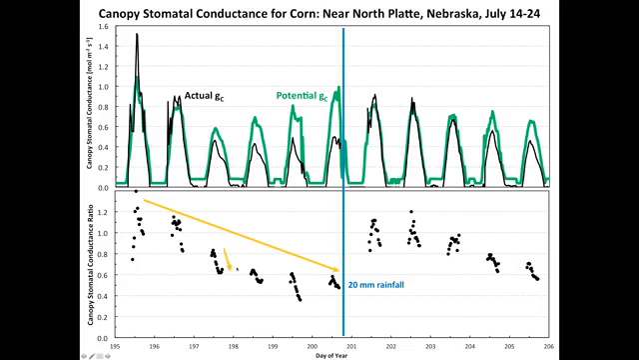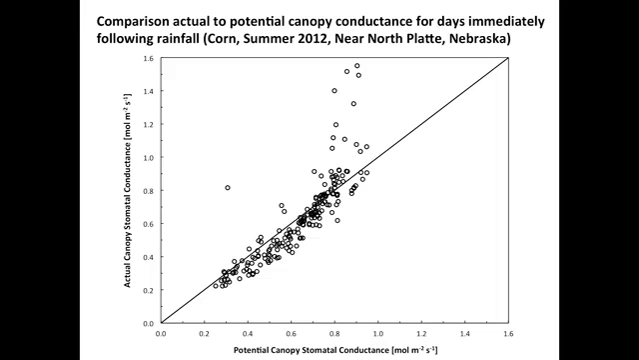Also, like the crop water stress index, there is some within day variability of the ratio of actual to potential canopy conductance. This slide just provides an indication of how well the calculation of actual canopy conductance works. Here we're showing the values from the equation compared to potential values derived from a scaled up leaf level model for all days immediately following rainfall for the entire summer from a corn crop near North Platte, Nebraska.